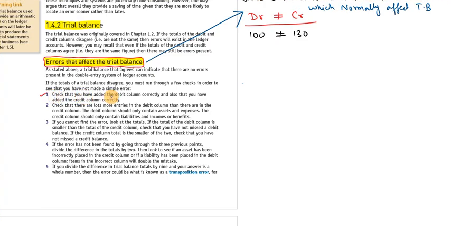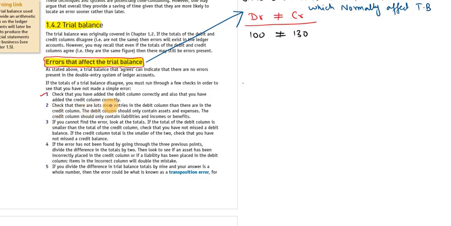check that you have added the debit column correctly and also that you have added the credit column correctly. If you added the debit column correctly and the credit column correctly, no error will happen. If we add the debit wrongly and the credit wrongly, then debit will not equal credit. So this is the first error.